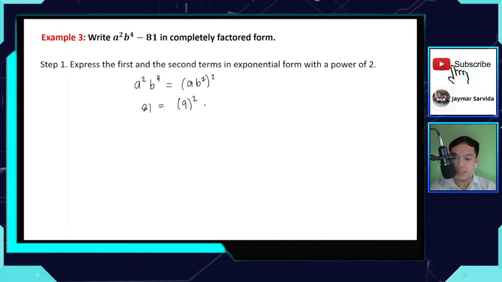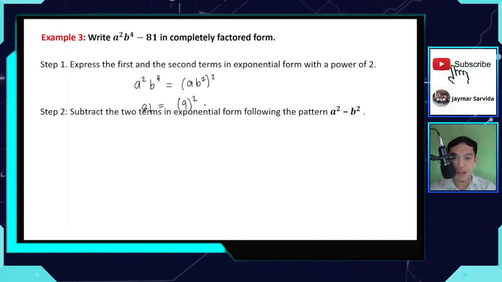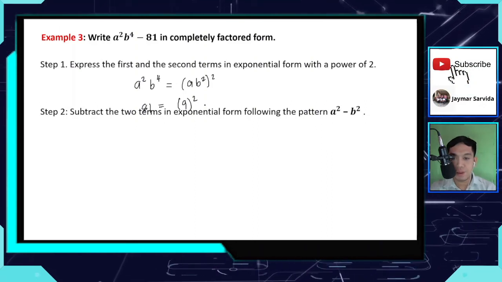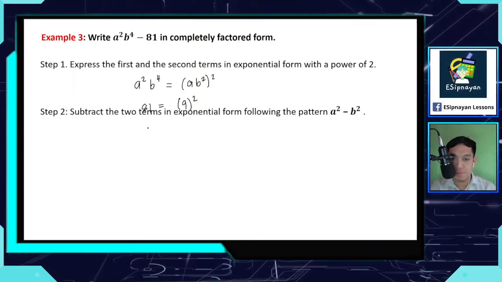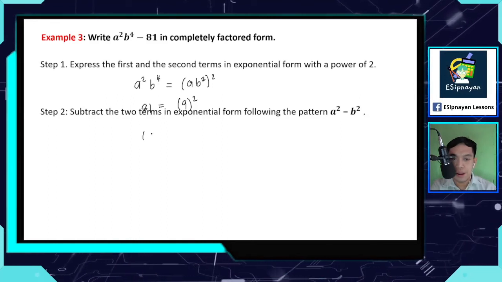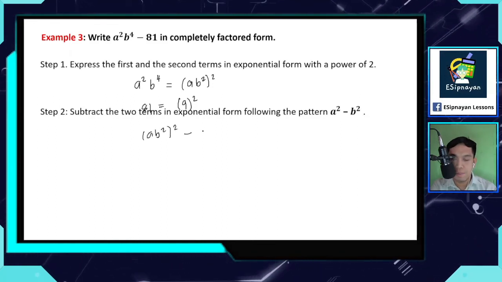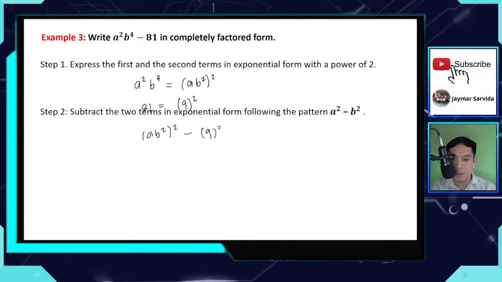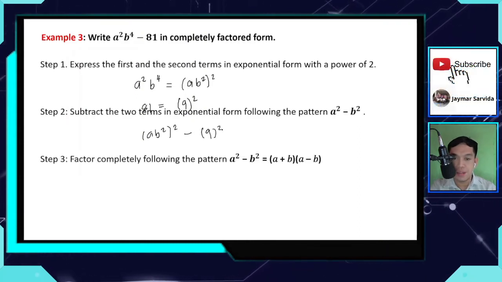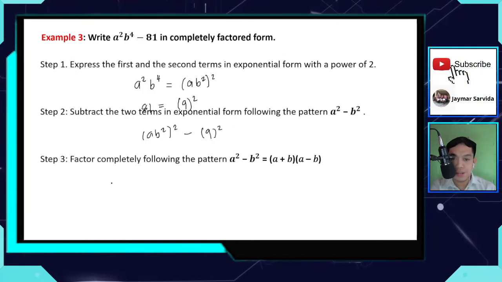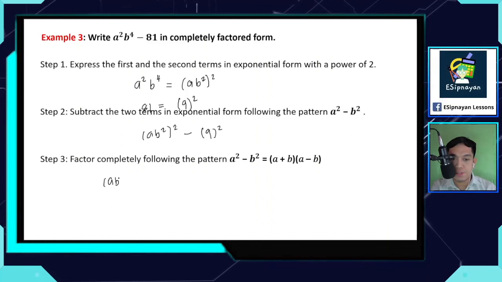Okay? Then, step 2, subtract the terms in exponential form following the pattern a squared minus b squared. So, we have here ab squared raised to 2 minus 9 squared. Ayan. So, follow the pattern sa step 3 para makuha natin yung complete factored form niya. Okay, di ba? Madali lang.